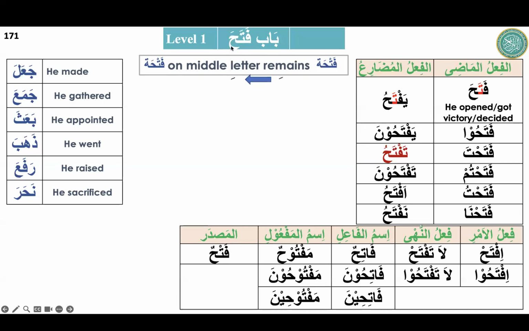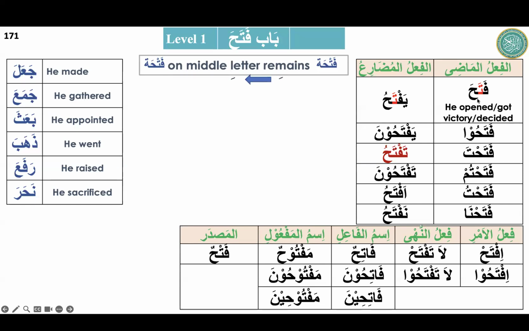Good job. So again, level 1, chapter 1, Bab Fataha. Bab means chapter. Then we have to say the representative verb of Madi and Mudare: Fataha Yaftahu. Then the pattern will be from the second letter, the middle letter. Here it has fatha, and the same letter when it goes to Mudare will remain. So all three-letter verbs which follow this pattern will be from this chapter, Bab Fataha. The pattern is Fatha, Fatha.